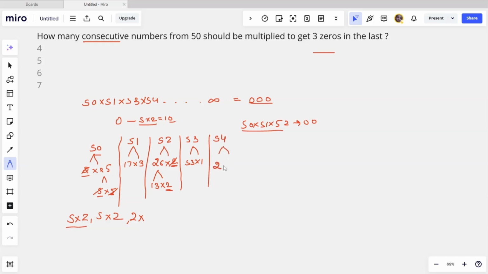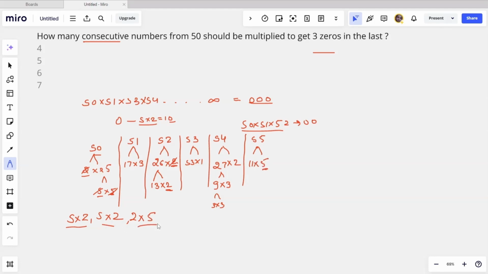54 is nothing but 27 into 2. Okay, and 27 can be divided further because it is not a prime number. 9 into 3, and 3 can be divided further, 3 into 3. But we do not have 5 in this number, which is 54. Let's check in 55. As you can see, 55 is nothing but 11 into 5. So we have one 5 here.